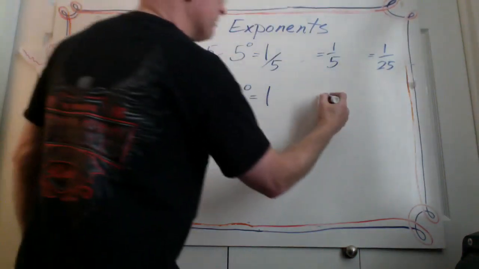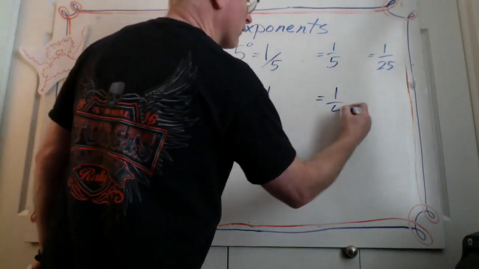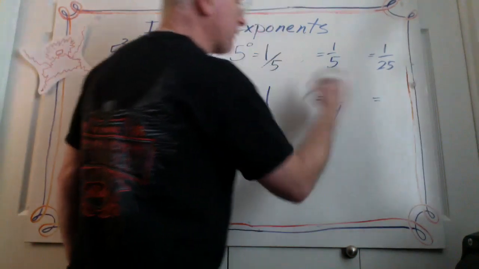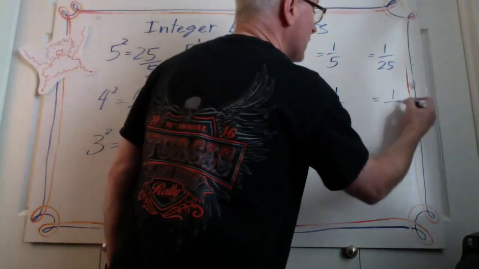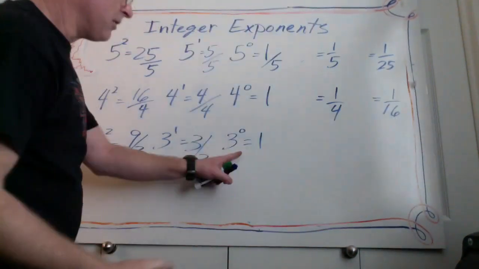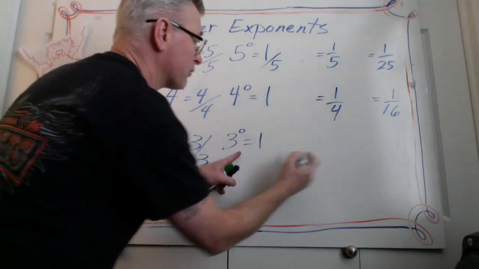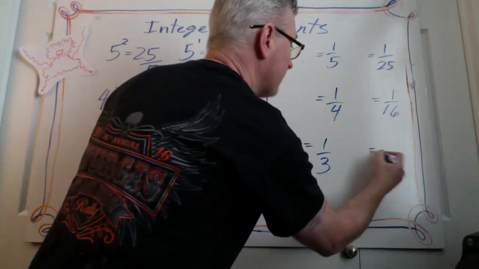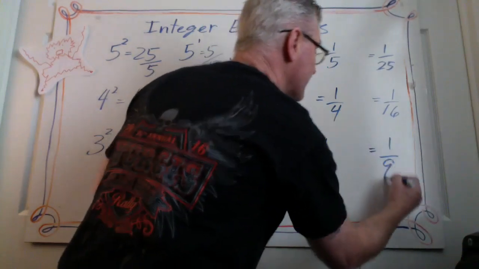This would be 1 over 4. So I divided 1 by 4. And then if I divided it by 4 again, it would be 1 over 16. This, if I divided this by 3, it would be 1/3. And then divided by 3 again would be 1 over 9.